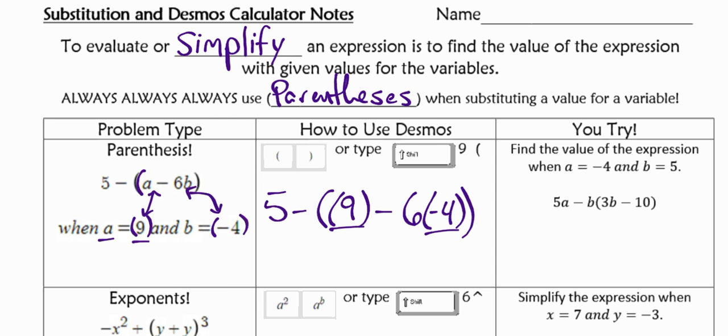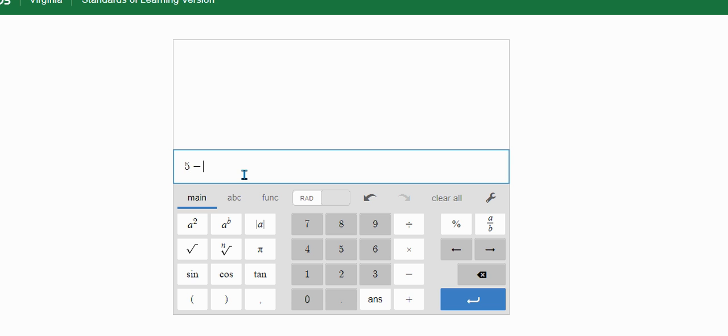So in the Desmos calculator, you can either just click on those buttons, the parentheses, or I find it a little bit easier to type, so you'd hit Shift and then 9, and that would start your parentheses. So Desmos does this completely for you. You normally had to do this by hand, but now just typing this into the Desmos calculator makes this a lot easier. So I'm going to type it exactly as I see it, 5 minus, then the grouping starts, and inside the grouping I have 9 minus 6 times negative 4. And then I close the grouping symbol, and that gives me negative 28 as my final answer there.